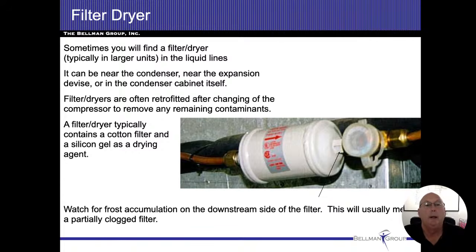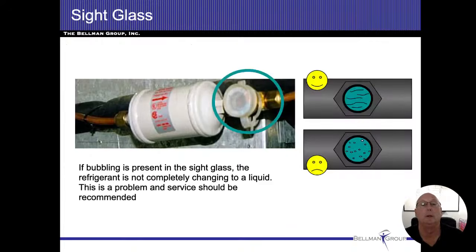All right. It contains a cotton filter and a silicone, as well as a drying agent, but again, it's all going to be liquid that runs through there anyway. Watch for frost accumulation downstream of this. Again, it means a partially clogged filter or loss of refrigerant. If bubbling is present, and I would say give it 3 to 5 minutes.